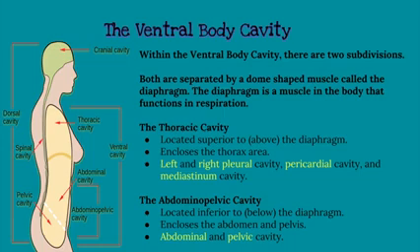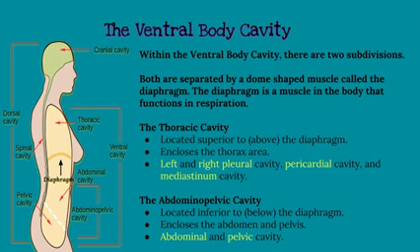The ventral body cavity also has two main subdivisions. Both of these subdivisions are going to be separated by a dome-shaped muscle called the diaphragm. And the diaphragm is an organ that contracts during breathing. The thoracic cavity encloses the thorax area and is going to be located above the diaphragm. The abdominal pelvic cavity surrounds the abdomen and the pelvis and is going to be located below the diaphragm.